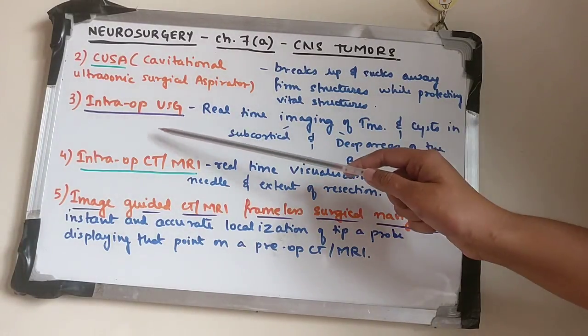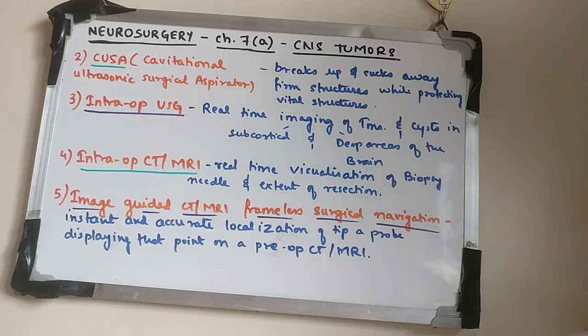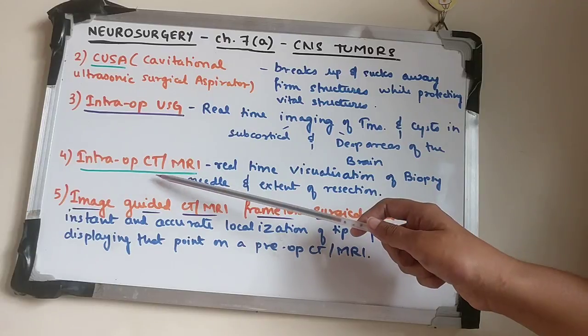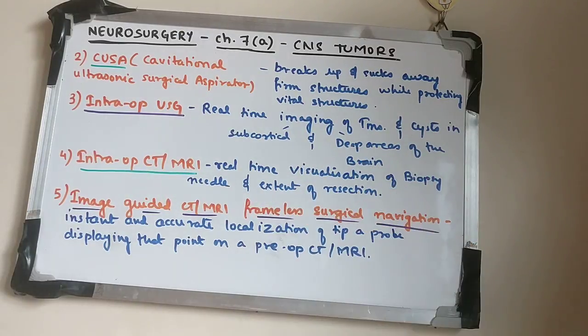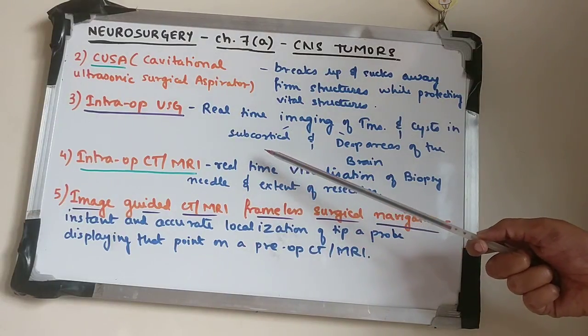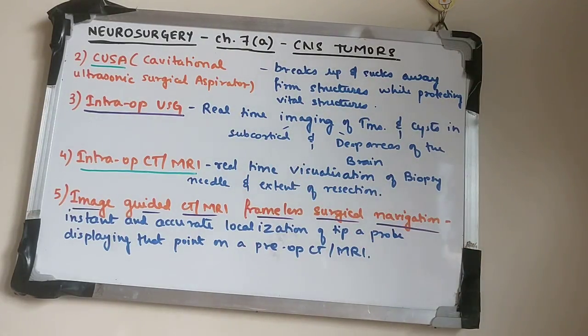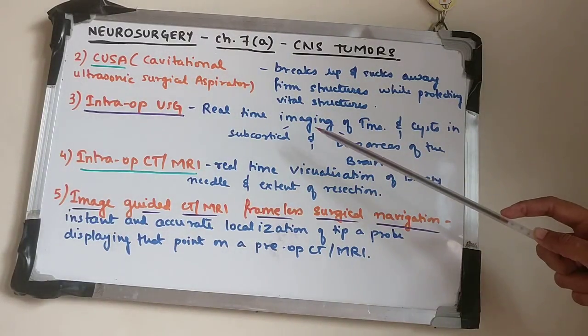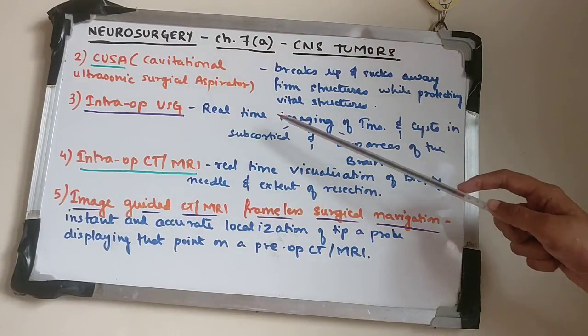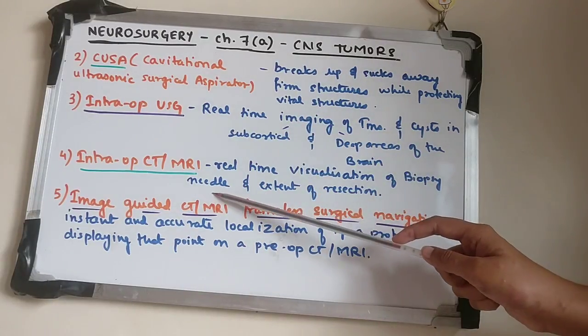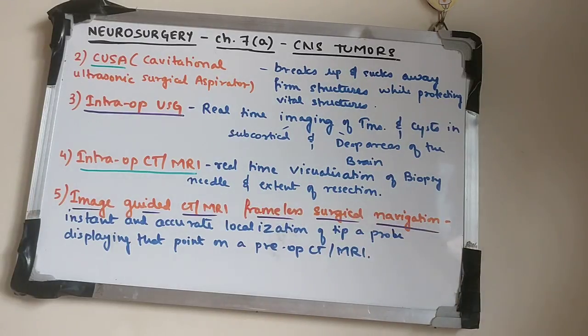So intraoperative USG provides real-time imaging of the tumor and the cyst in the subcortical and deep areas of the brain. Next technique that we use is intraoperative CT or MRI. So while you're operating, you get a CT or MRI. So this helps in on-table imaging of the extent of resection. So how much of the tumor have you removed right on the table. And the CT and MRI also allows real-time visualization of biopsy needle and extent of resection that you have done within a target.